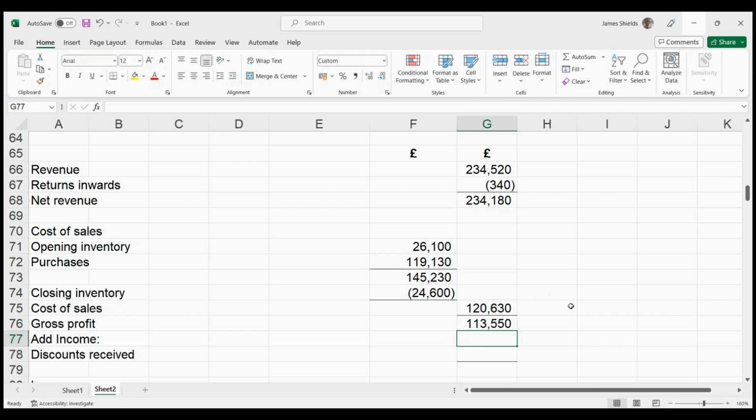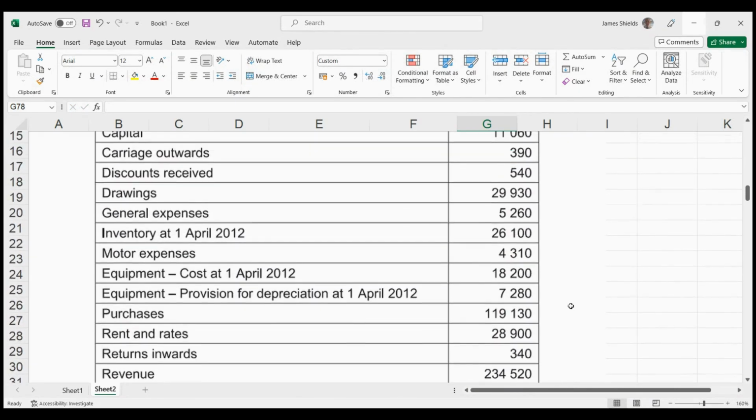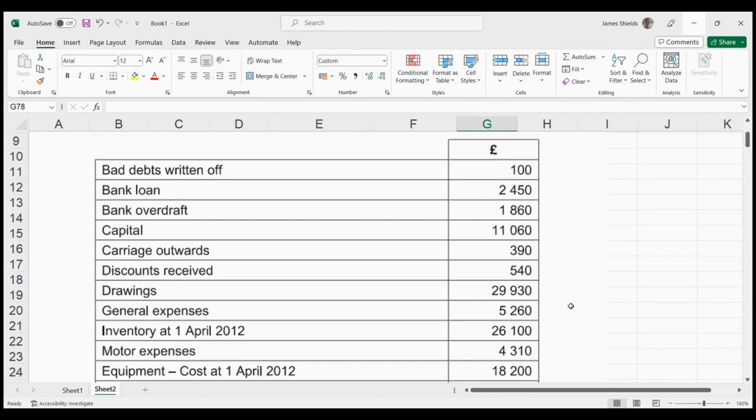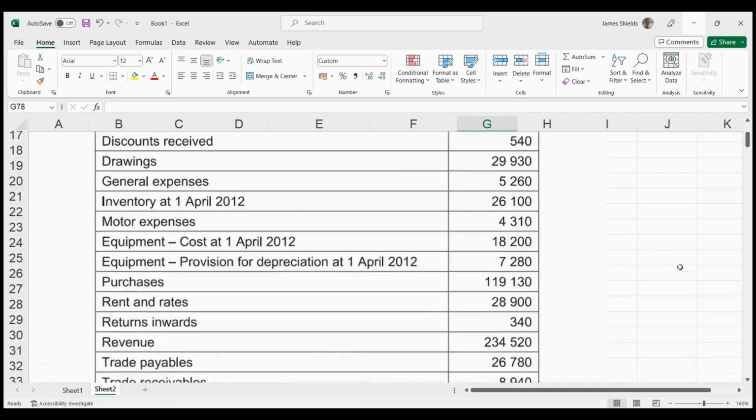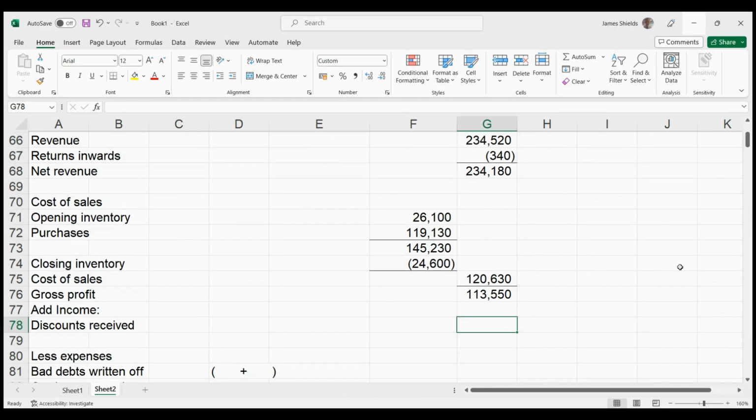Right, add income. Is there any other income in the question? So if you go to your list of balances, you'll find the only other income in the question is discounts received. And discounts received are £540. Discounts received is going to be £540.